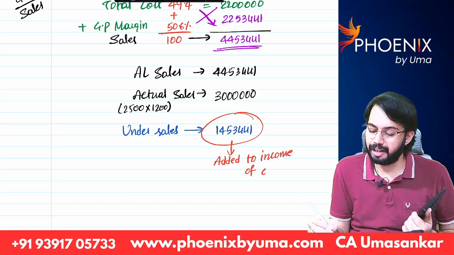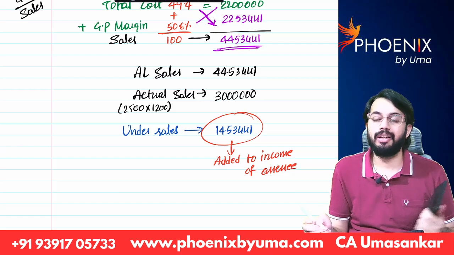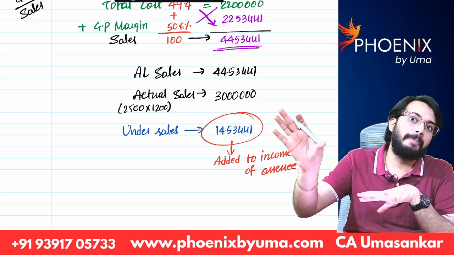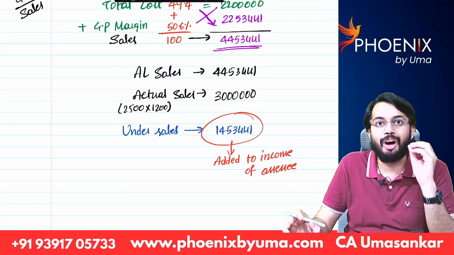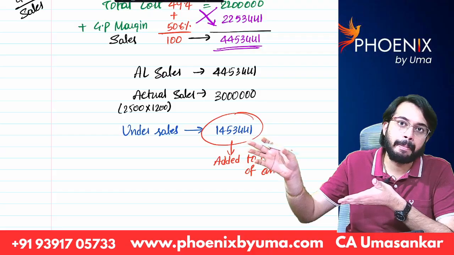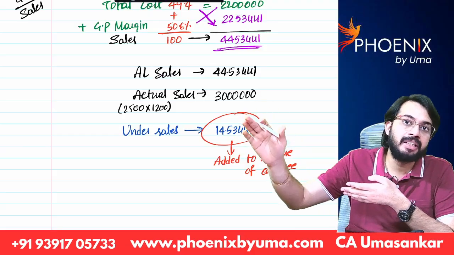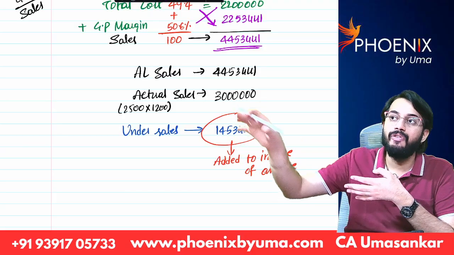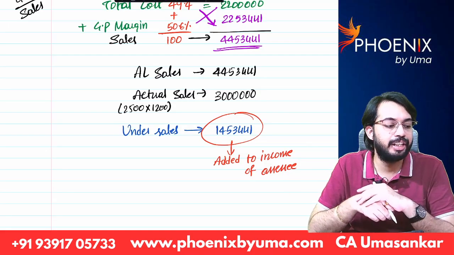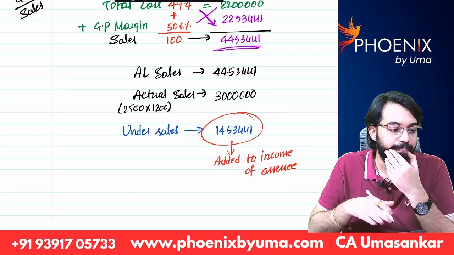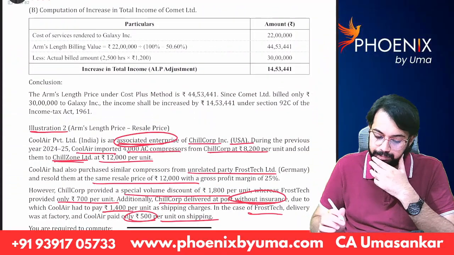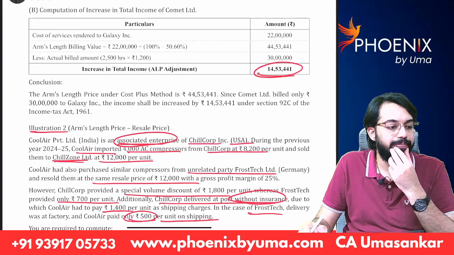Now, did you understand how we do under cost plus method? For related party, how much is our direct cost? How much is our indirect cost? You will go to unrelated party and check how much is GP margin charged by unrelated party. Whatever the GP margin charged by unrelated parties is there, that will be considered in calculation of. I hope you understood.